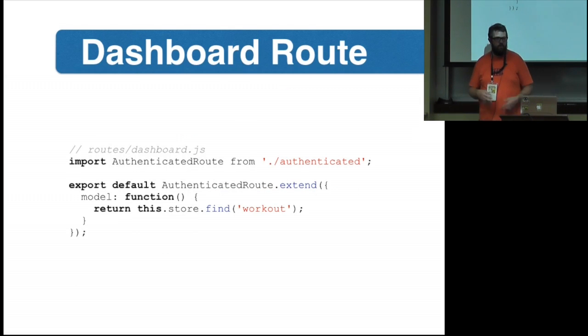So with Ember Data set up right, that's all I had to do because my API is returning the right data. The only thing I have to do in my dashboard route to make sure that A, the user signed in, and B, get all the workouts, is extend my authenticated route, and in the model hook, I'm just going to return this.store.find workout. So I'm going to find all the workouts and pass those along to the template.